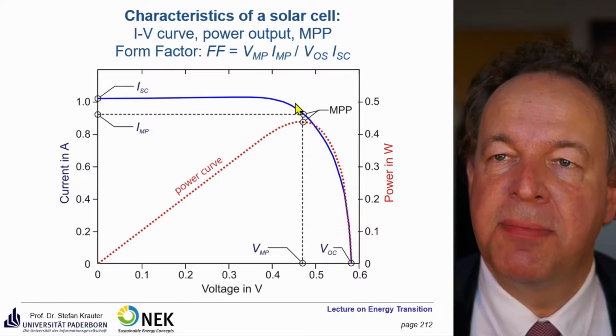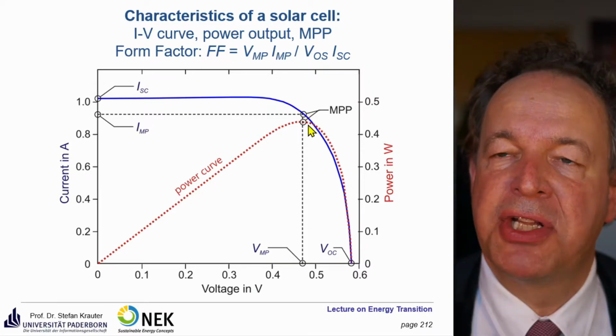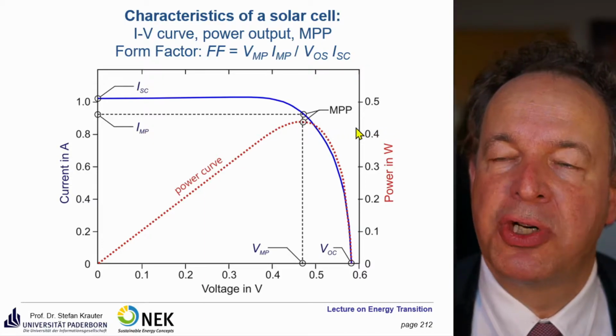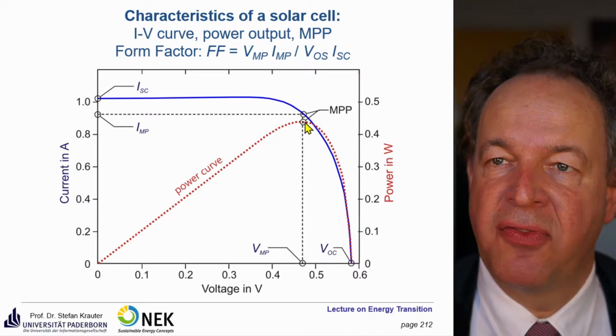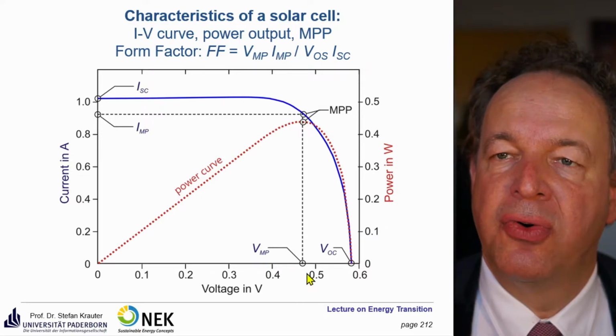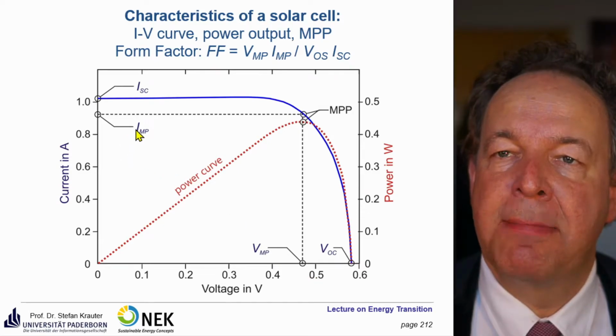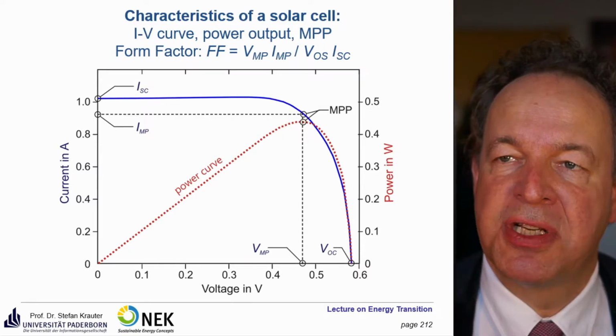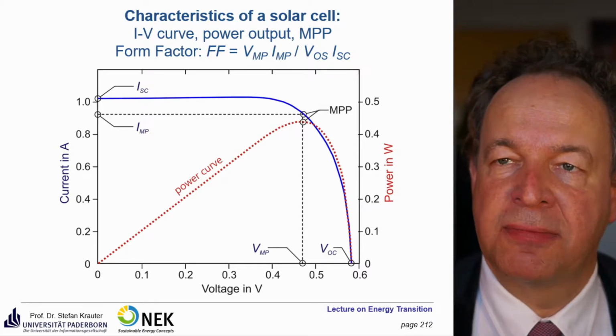Then you come to a tipping point where the current is going down very much, and you have reached the maximum power point. You see it here, in the vicinity of 0.42 watts. This voltage is called VMP, the voltage at the maximum power point. Also IMP, that's the current at the maximum power point. And as I mentioned already, it's 0.42 watts for this solar cell and this illumination.